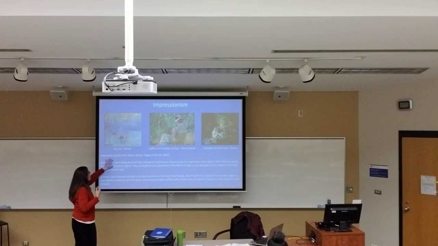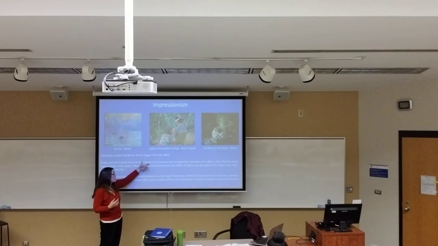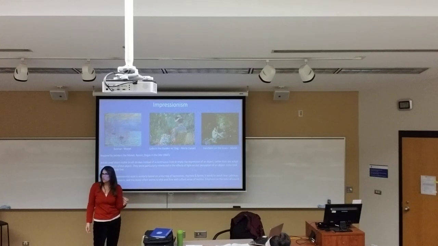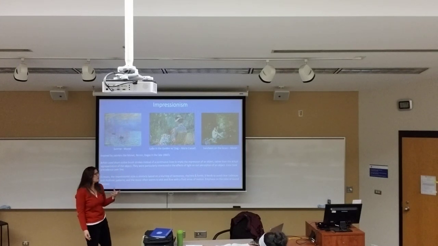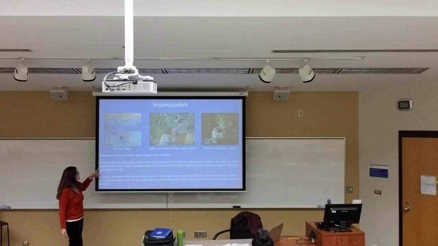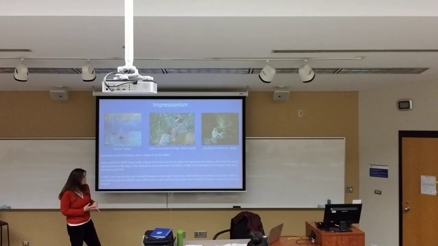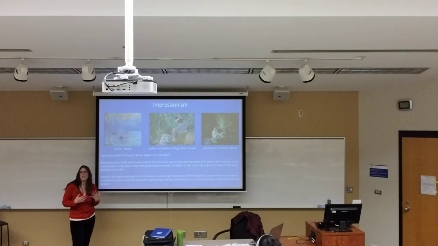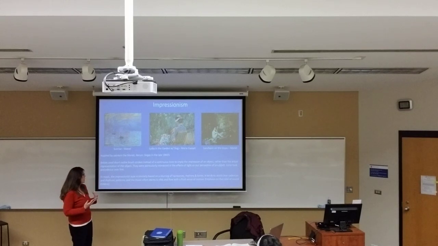So it was inspired by painters like Monet, Renoir, Degas in the late 1860s. That's when the impressionistic period started happening. And so like we talked about, artists use those short visible brush strokes instead of continuous lines to imply the impression of the object rather than the actual representation of the object. They were particularly interested in the effects of light on our perception of an object. So color took precedence over line. So we're really experimenting with light and color.